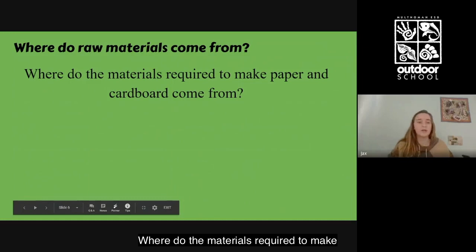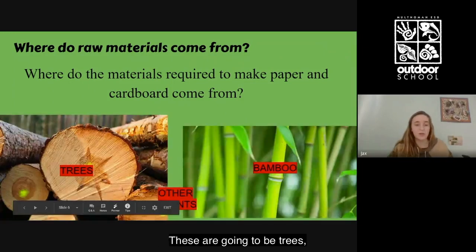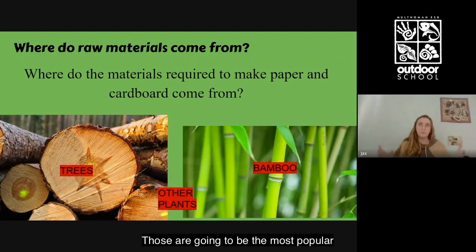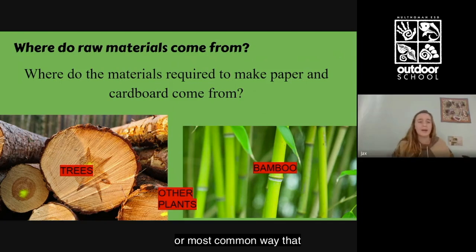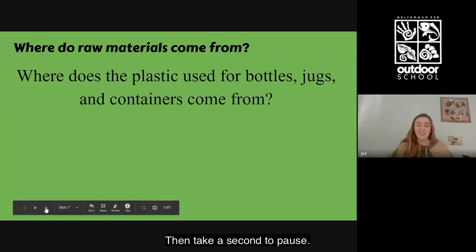Where do the materials required to make paper and cardboard come from? These are going to be trees, other plants, and bamboo. Those are going to be the most common way that paper and cardboard are made. So we see trees everywhere. Bamboo, maybe not as much, but definitely in the Pacific Northwest, trees are everywhere, and that's a huge way that paper's made.